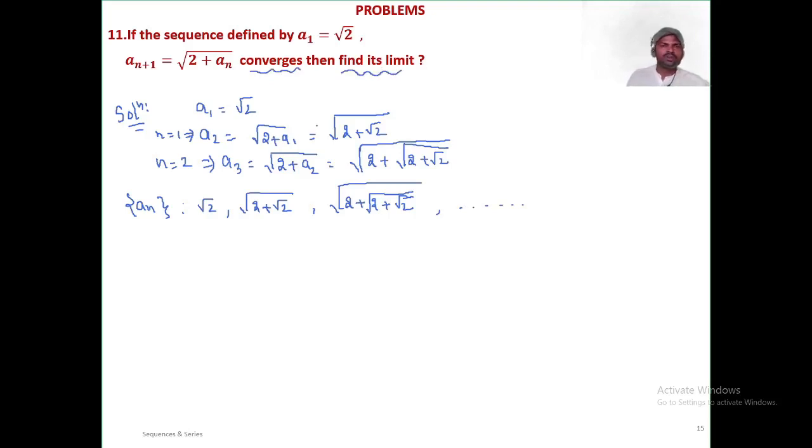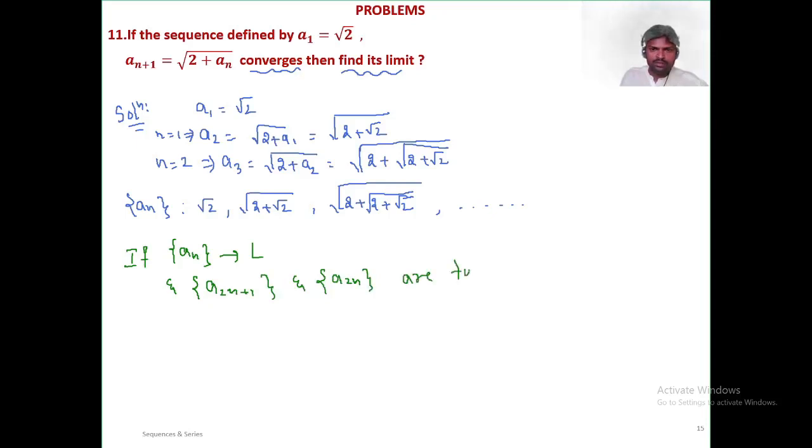It converges. So look at one of the theorems we discussed in the last classes. Just quickly recall: if the sequence an converges to L, and you take two subsequences, a2n plus 1 as one subsequence and a2n as another, two subsequences of an.